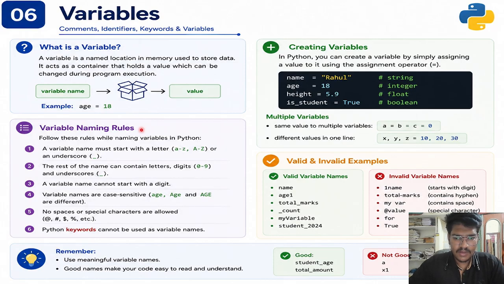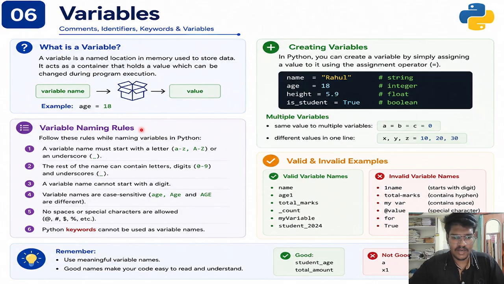Okay, multiple variables. Python also allows us to assign variables in a convenient way, like the same value to multiple variables, like a is equal to b is equal to c is equal to 0, or 1, 2, 3, whatever. Now a, b, c all hold the value of 0. Different values in one line, like x, y, z is equal to 10, 20, 30. Here x is 10, y is 20, and z is 30.